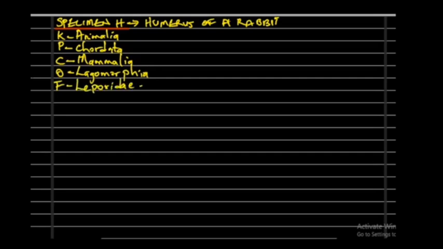The genus, we have Oryctolagus, and then the species, we have it to be cuniculus. So the scientific name will be written as Oryctolagus cuniculus. That is how the scientific name will be written.